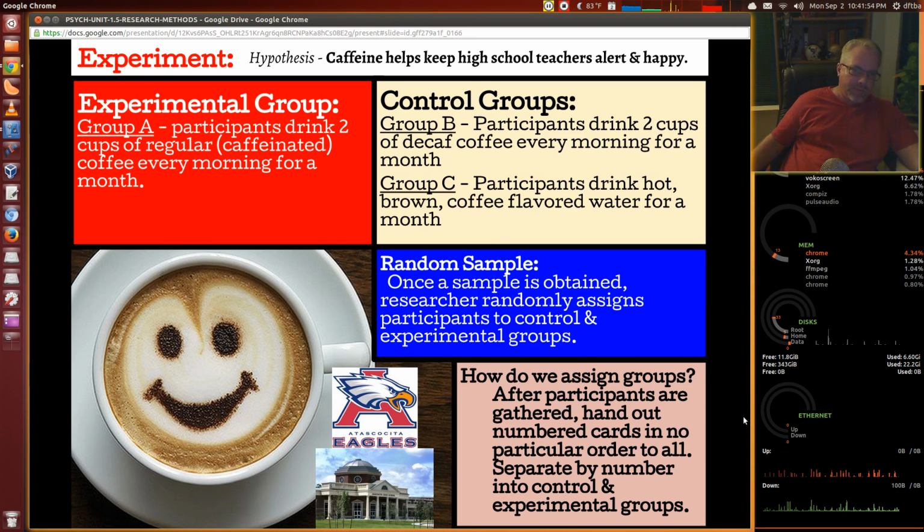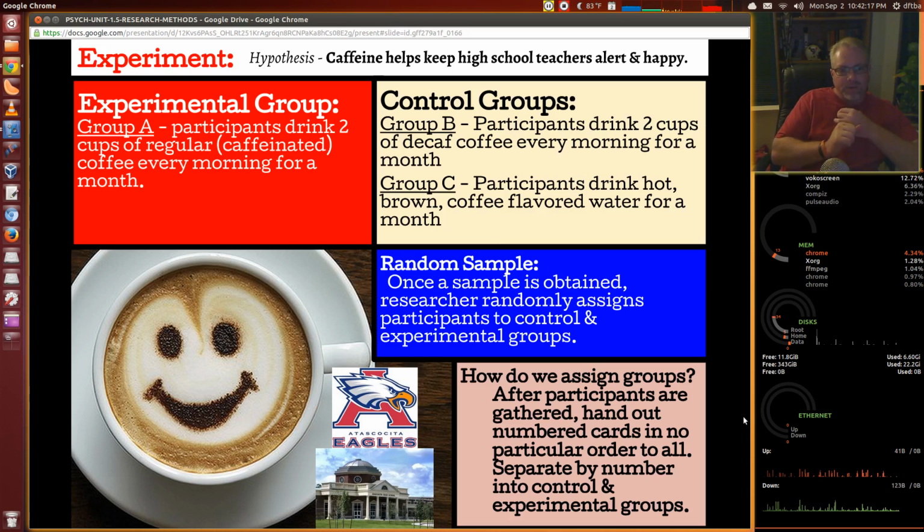You get your 2 cups of regular coffee in group A, 2 cups of decaf in group B. Group C, they're going to get a hot drink of brown coffee flavored water. It's not caffeine, it's not decaf. It may taste like coffee, but it's not. So, random sample. Remember we talked about this earlier.